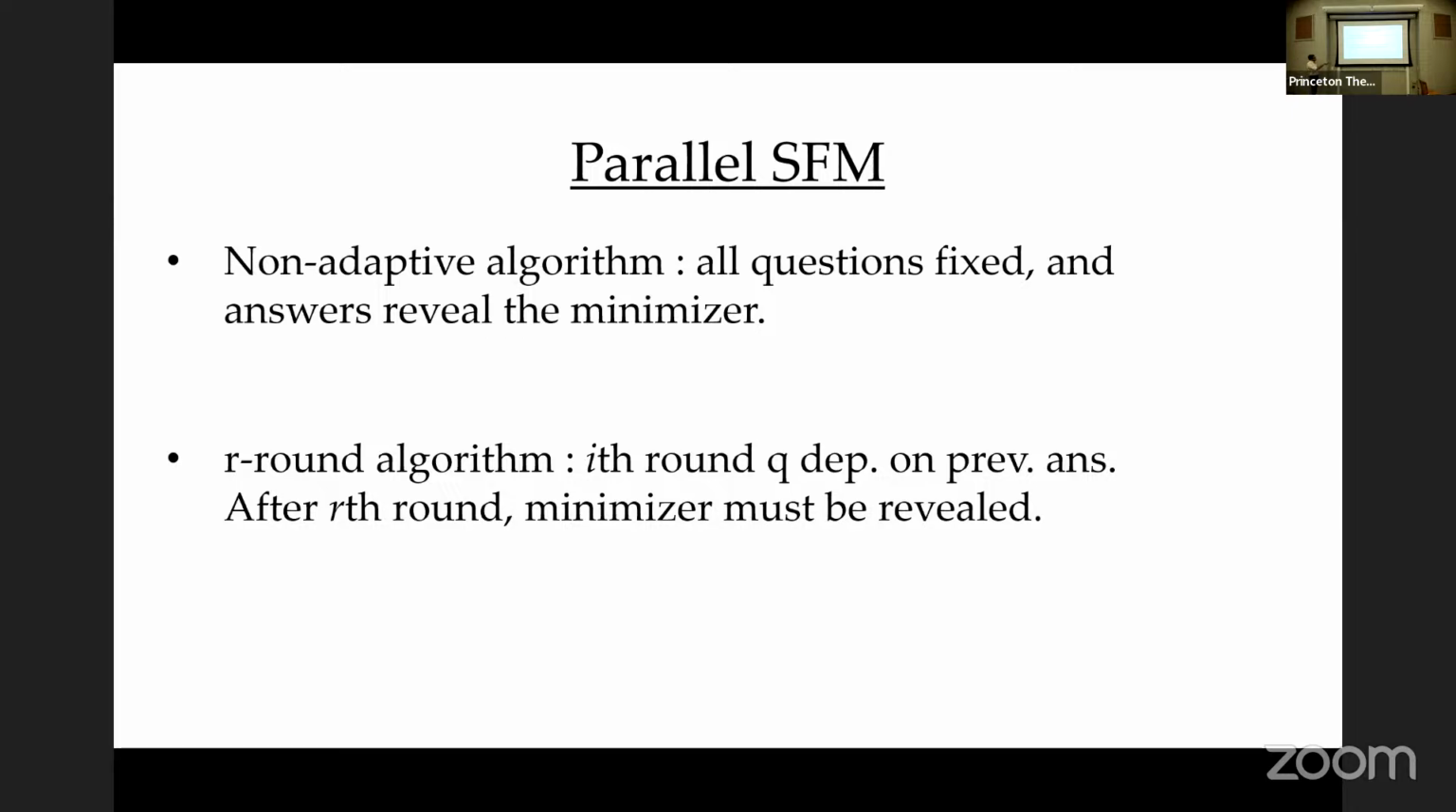More generally, you can define an R-round algorithm where the ith round's questions depend on the previous answers, and after R rounds of queries, you must tell me the solution. That's an R-round algorithm. Of course, we are only interested in efficient algorithms, so in every round you're only making polynomially many queries. Now you can do n to the 3, n to the 4, n to the 100, but how shallow can you make your R? That's the question, and that's connected to the notion of depth in parallel computation.